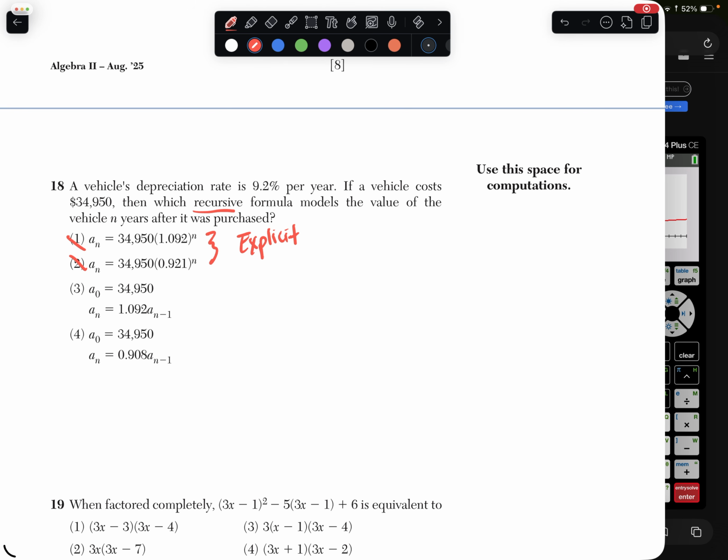So we have a sub 0. That's going to be my starting value, and for both of them it is 34,150. So that's correct. Now the difference is whether I'm multiplying 1.092 or 0.908 to the previous term. It says the depreciation rate, which means the value is decreasing. So I'm going to multiply by a number that's less than 1 for it to decrease. So for 18, the answer is choice 4 because 0.908 is less than 1. Every time you multiply the previous value by that number, it's going to decrease.